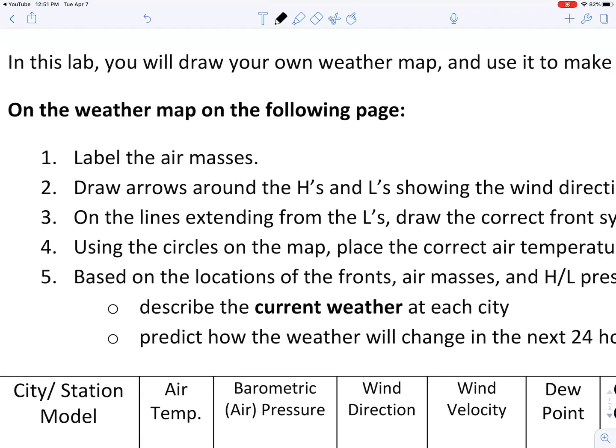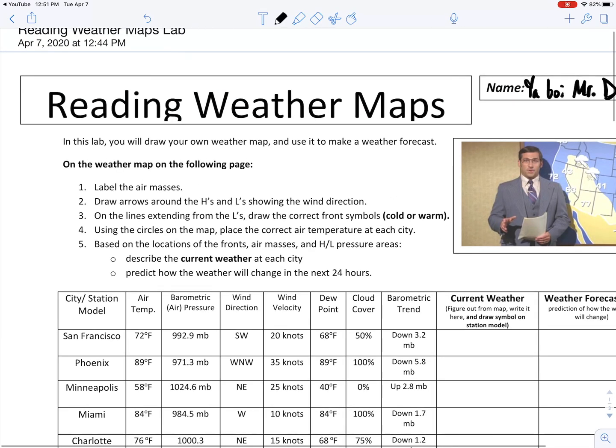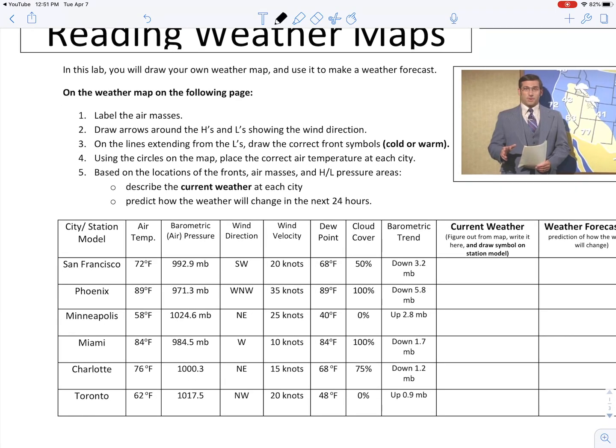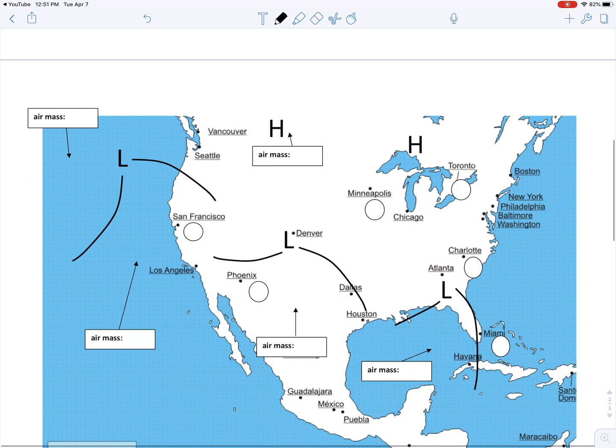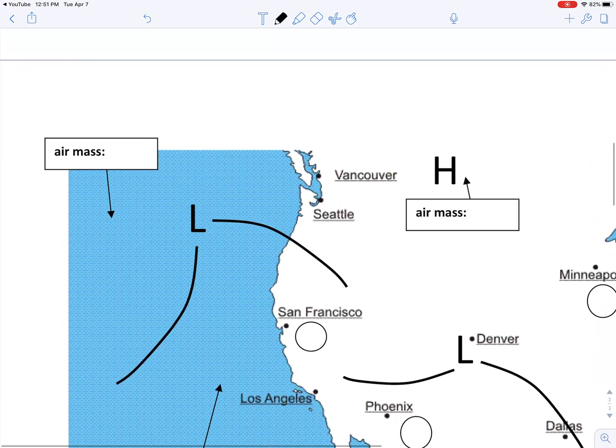The first thing it tells us to do is label the air masses. We're gonna think about two different things here. Is the air warm or cold? We'll say warm or cool, warm or cold, and then we'll think about humidity. Is it dry or moist? Right. So we'll label two different kind of things with each air mass here.